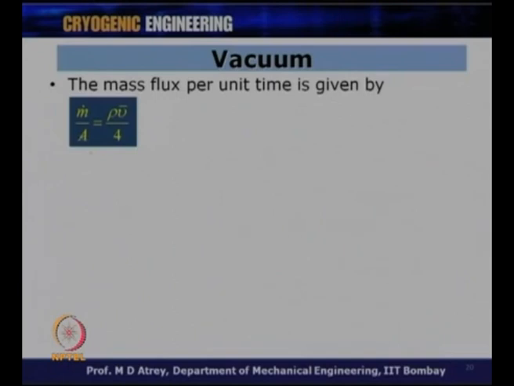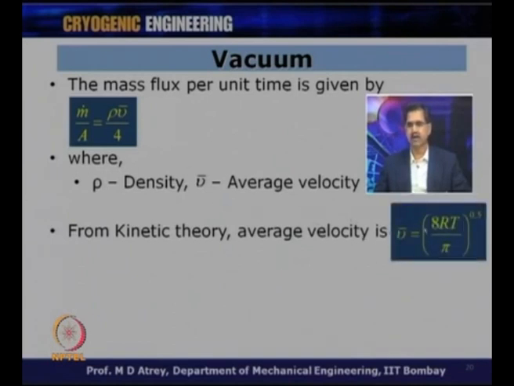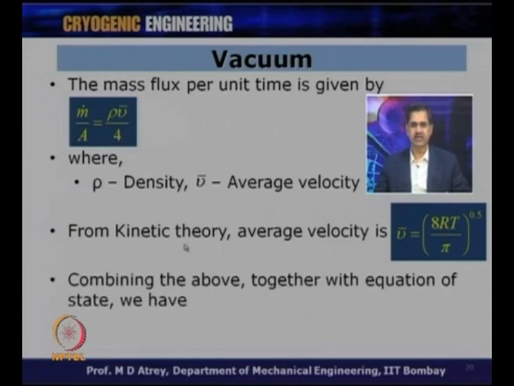Now, if I want to calculate the mass flux per unit time, it is going to be m dot upon A, which is nothing but rho into the velocity of the gas. So, rho is the density, V is the average velocity of the gas, and this will give you the mass flux. All right. So, from the kinetic theory of gas, the average velocity V bar is given by the square root of 8RT by pi. Putting this value over there and combining the above expressions, we can find out what m dot by A is.